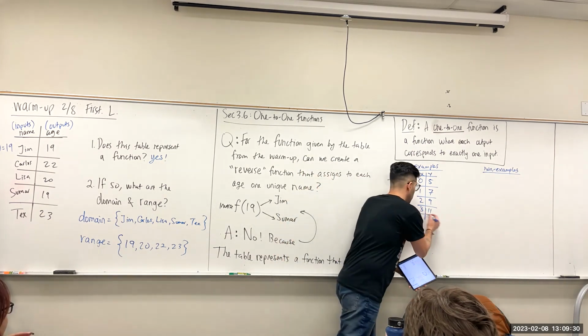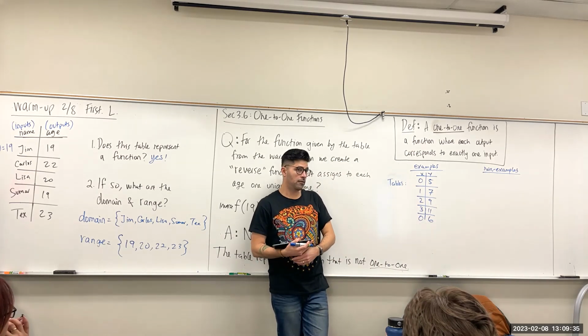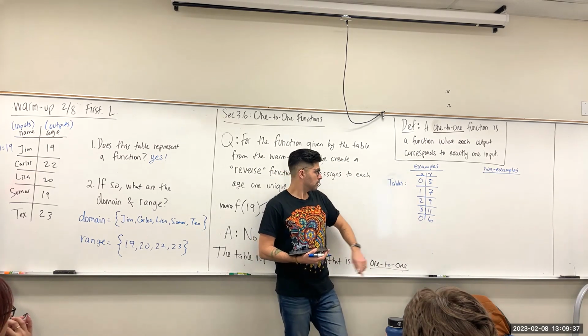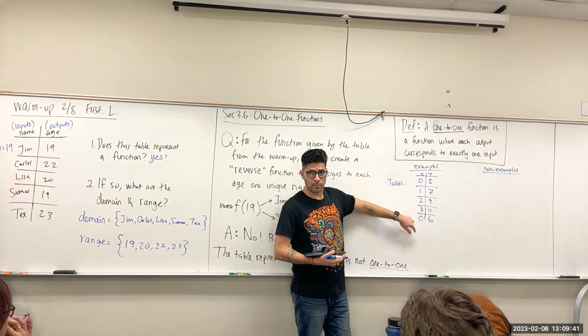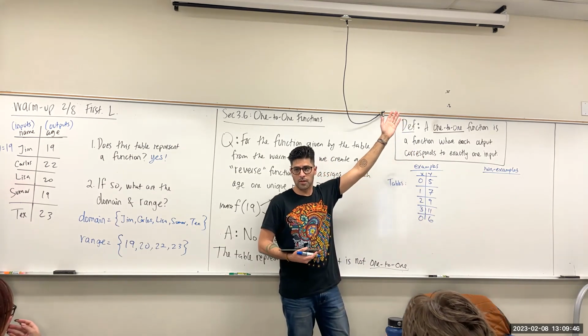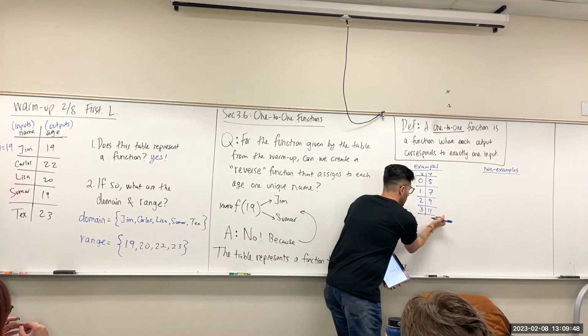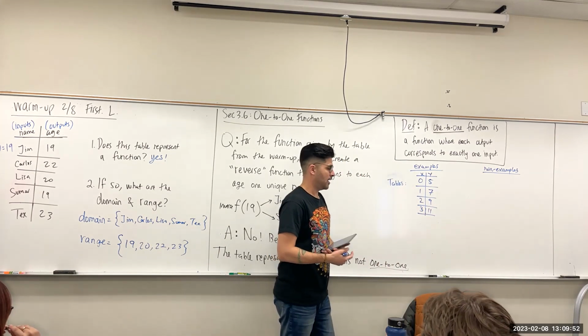But if I gave you something like this, would that be a function? No. Why is that? 0 has multiple outputs. So immediately, because it's not a function, you can't even consider it to be one-to-one. But in this case, yes. Question. Horizontal line for that? We're getting there. Yeah.